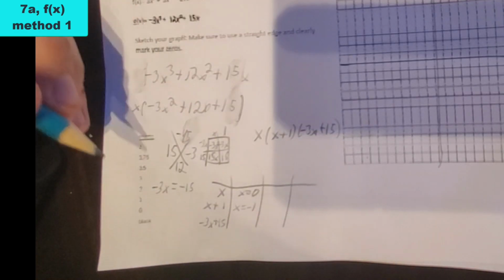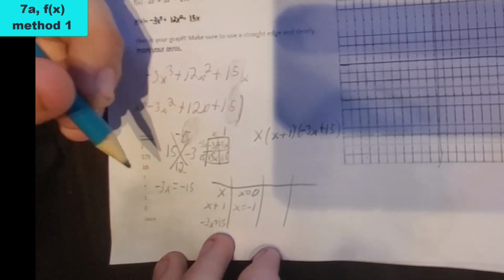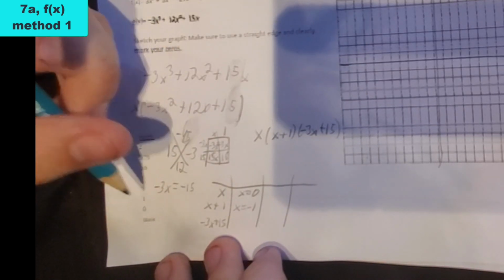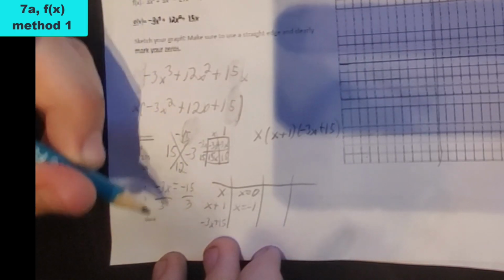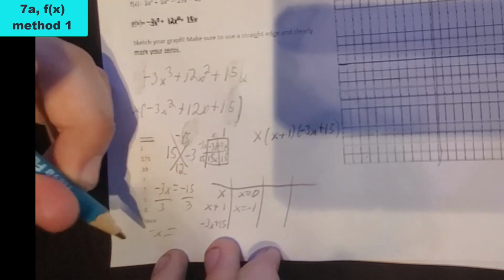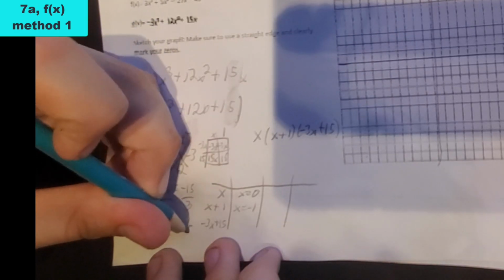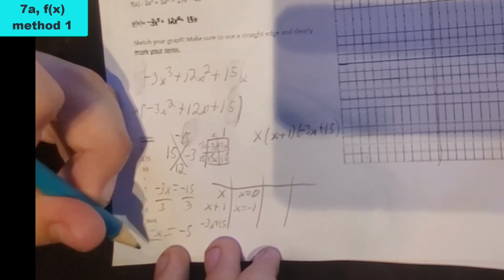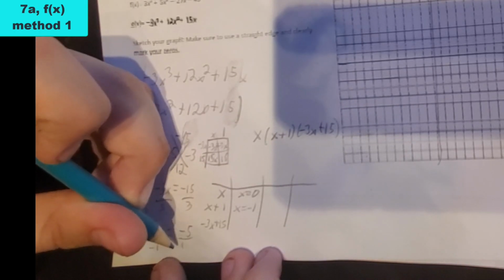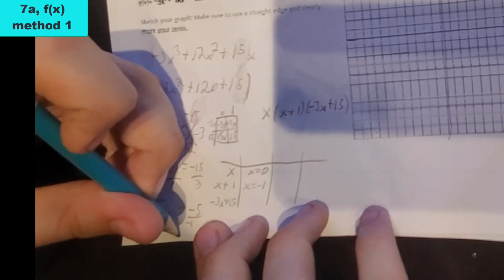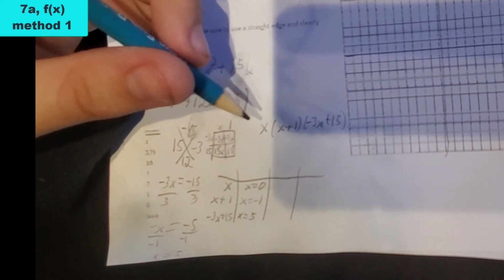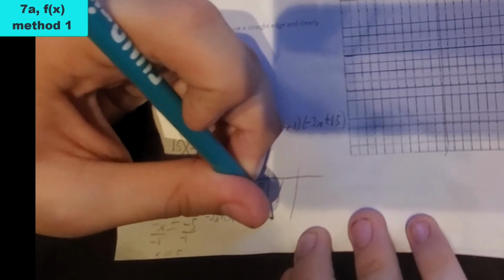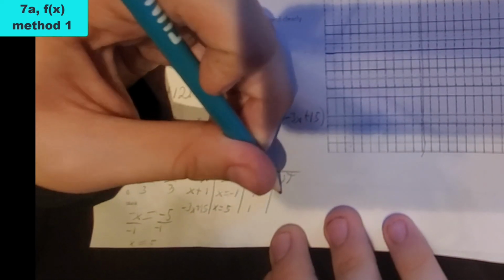With negative 3x plus 15, if we make that equal to 0, we subtract 15 from both sides. Then we divide by 3 on both sides, and we end up getting negative x equals negative 5. Now we're just going to divide negative 1 out of both sides, and we will end up with x equals 5. So now we have x equals 5. Our multiplicities are all 1, which means they're all shoot-throughs.